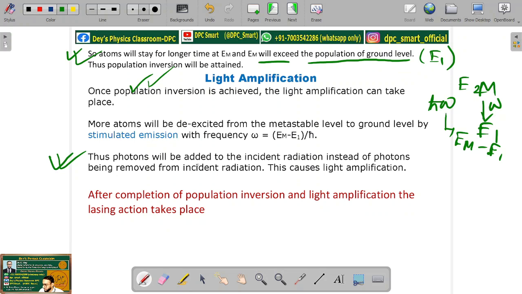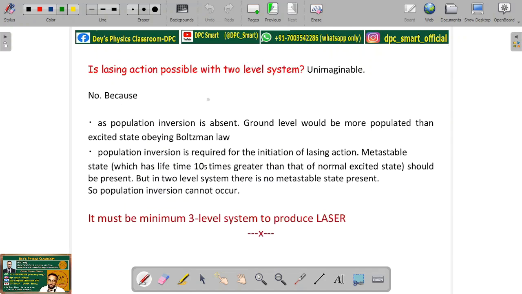So photons will be added to the incident radiation instead of photons being removed from the incident radiation, thus causing a light amplification. And after completion of this population inversion and light amplification, the lasing action takes place. That means after attaining population inversion by introducing a metastable state, they will start stimulated emission and light amplification will take place. After that, finally lasing action will start from that material. So this is how we can produce lasing action, or laser, from a material.